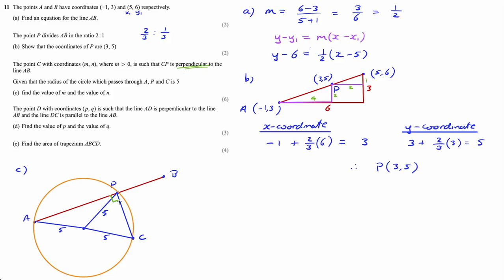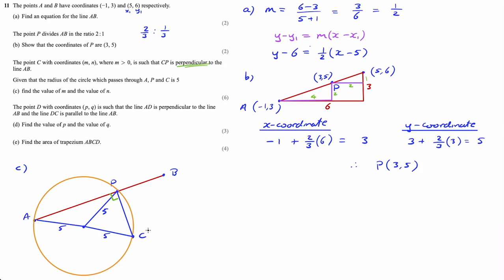Because this is perpendicular and it's on a circle, we know that this has to be the angle in the semicircle. So what happens is, because A and C are on the circle and P is on the circle, and this is a right angle, this actually does have to be the diameter. So this actually is a straight line. So I know that, okay, C is (m, n), P is (3, 5), and A is (-1, 3).